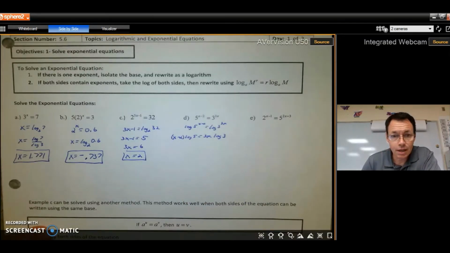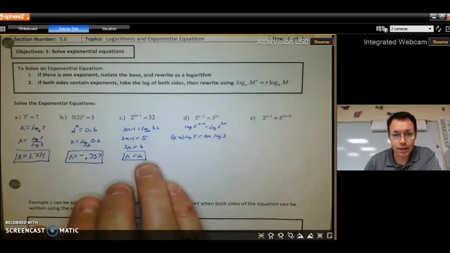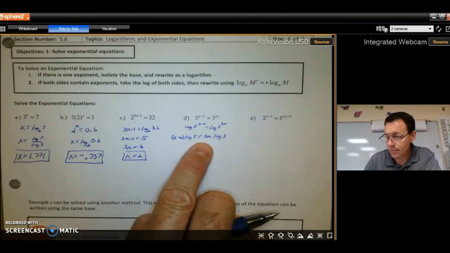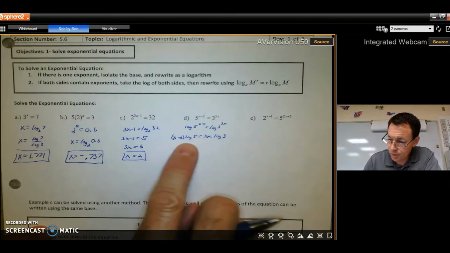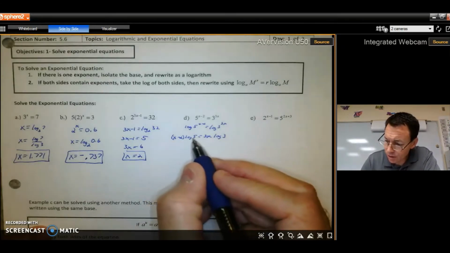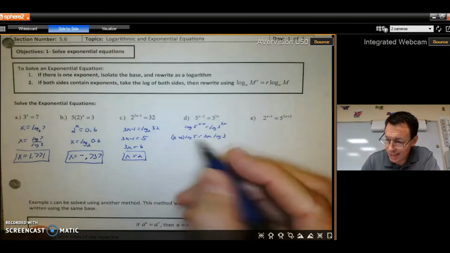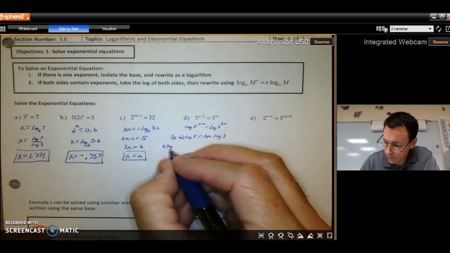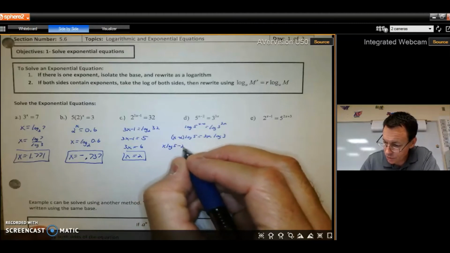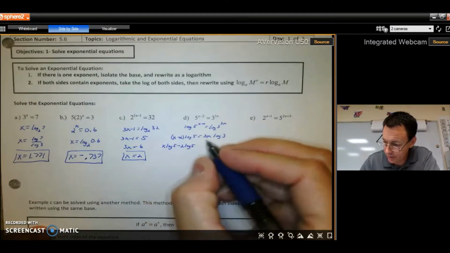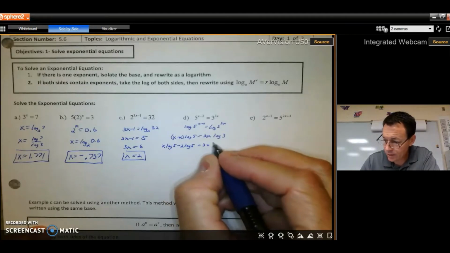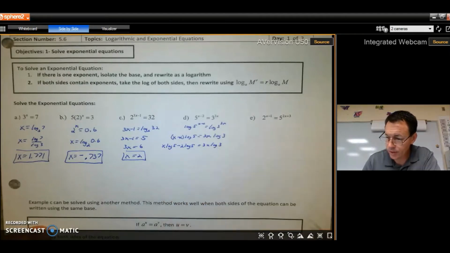Now, this is now an algebra problem that I can solve. I'm trying to solve for x. I've got an x over here and I've got an x over here. The first thing I'm going to do is distribute right here. I'm going to take this log of 5 and distribute it into my parentheses. So it's going to be x log of 5 minus 2 log of 5 equals, and then there's nothing to simplify right now, 3x log of 3.